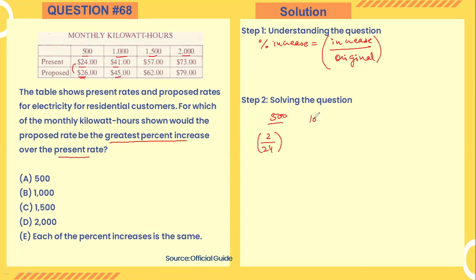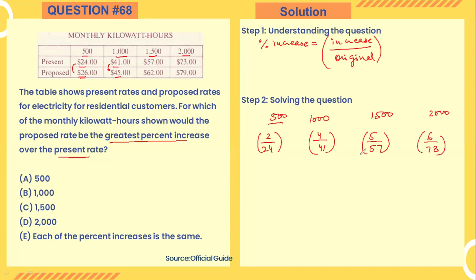Similarly, for 1000, what will be the increase? That is $4 divided by $41. That is the percentage increase. Third, 1500, the increase in this particular column is $5 divided by 57, right? That's the increase. And the last is for 2000 kilowatt hours. The increase came out to be 6 divided by 73.